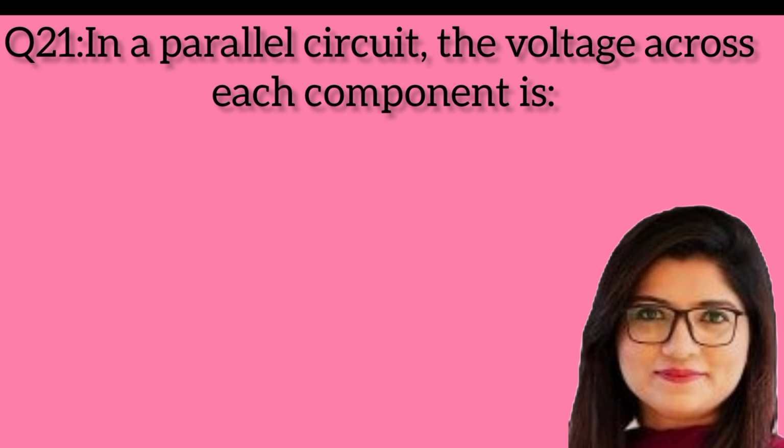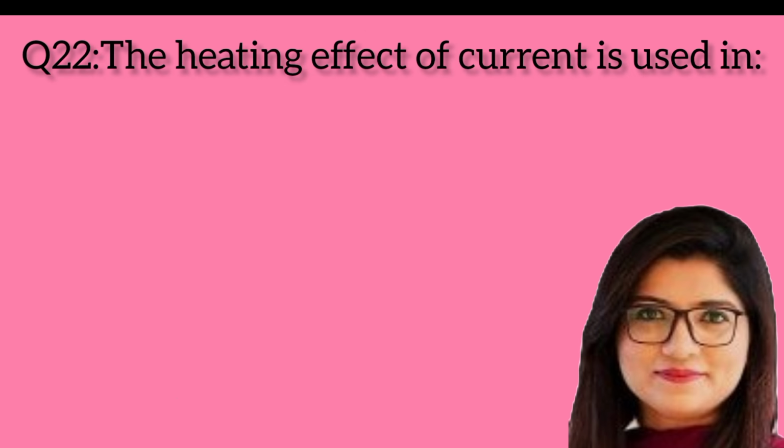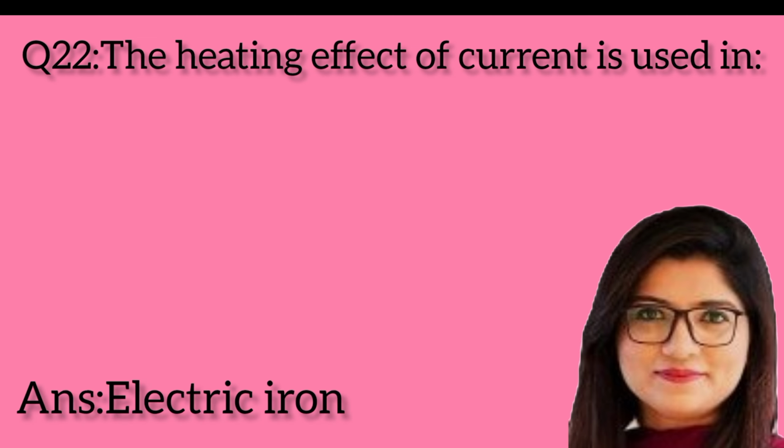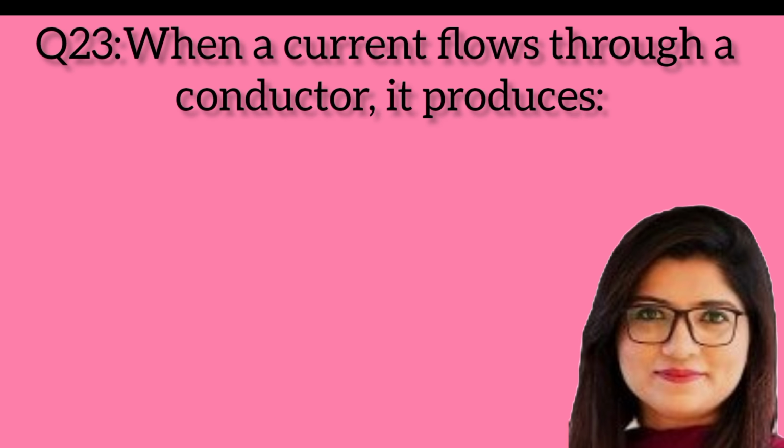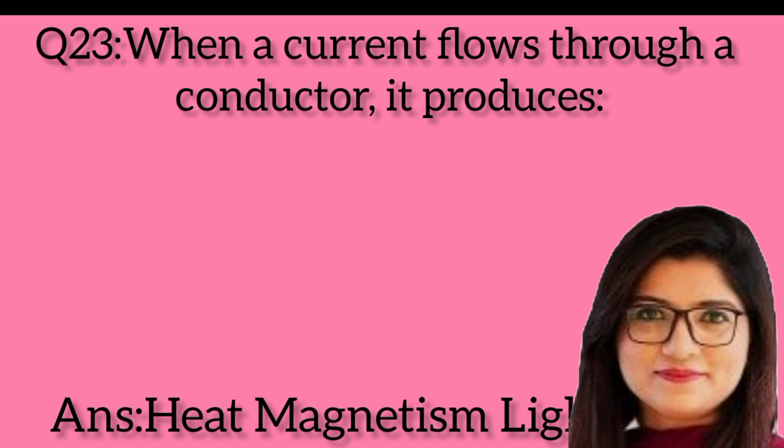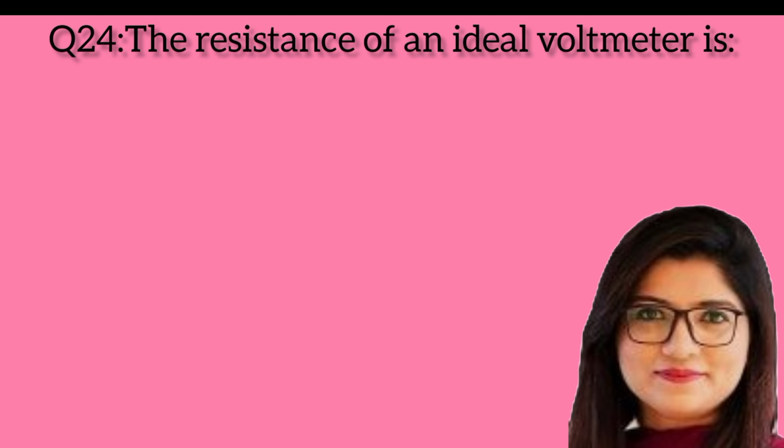Question 21. In a parallel circuit, the voltage across each component is. Answer: the same. Question 22. The heating effect of current is used in. Answer: electric iron. Question 23. When a current flows through a conductor, it produces. Answer: heat, magnetism, light. Question 24. The resistance of an ideal voltmeter is. Answer: infinite.